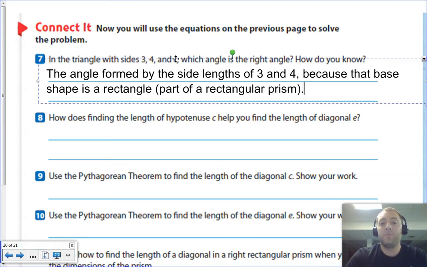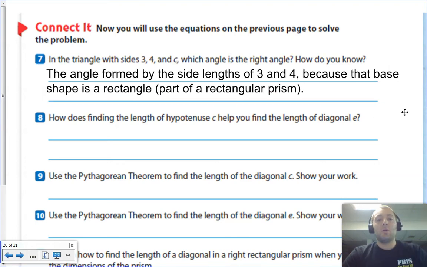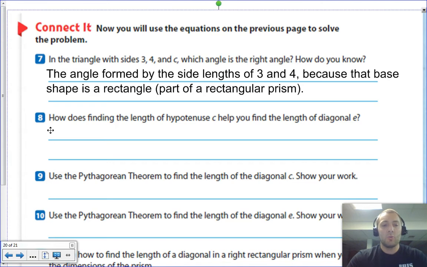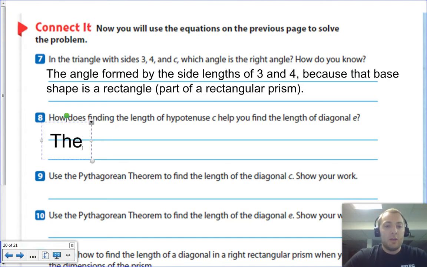That's how we know. Okay. Now, number 8, how does finding the length C help you find the diagonal E? And that's kind of what I just discussed. Side C is the hypotenuse of the smaller triangle, but it's also one of the legs of the bigger triangle that we're trying to ultimately find E. So I'm gonna write that in there just like that.